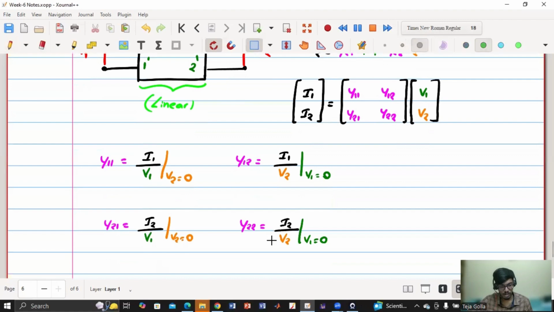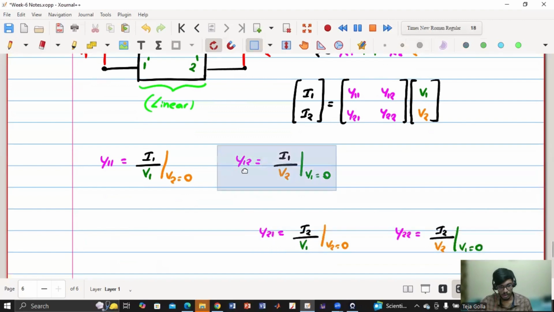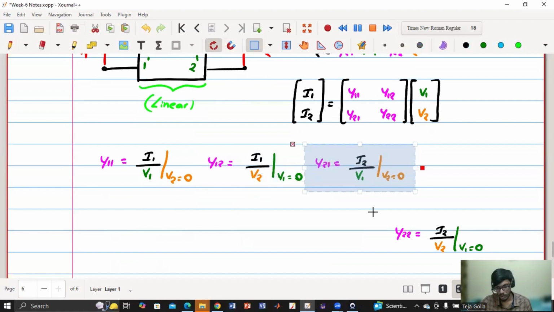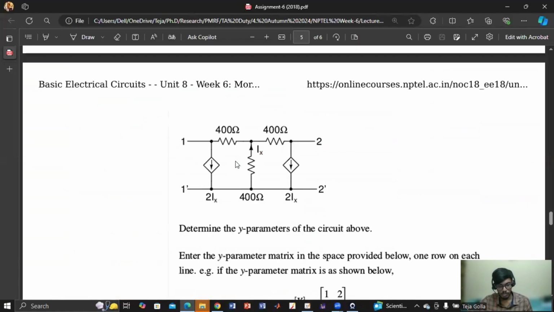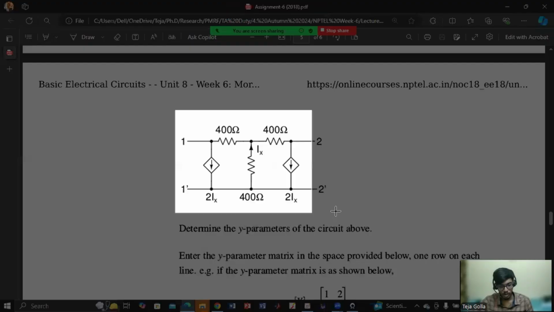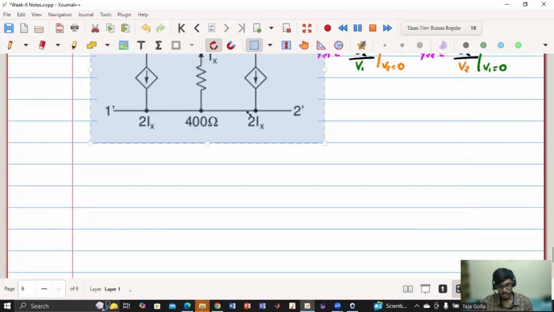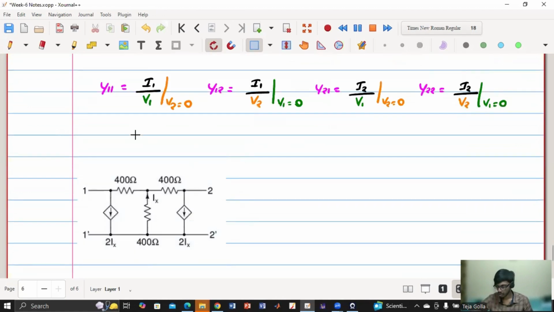So now we'll use this. So let me just draw this here. So we'll write in the same line close by. So we are going to use this to solve one problem to understand the concept. So let us solve this last problem, and this is the two-port network. So this will be our problem for today.